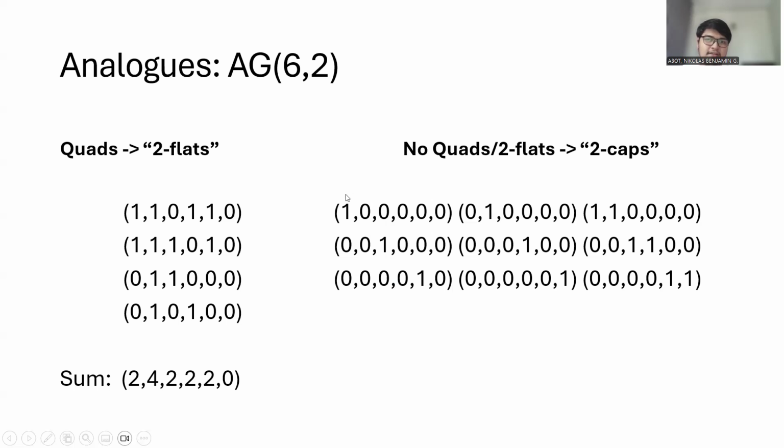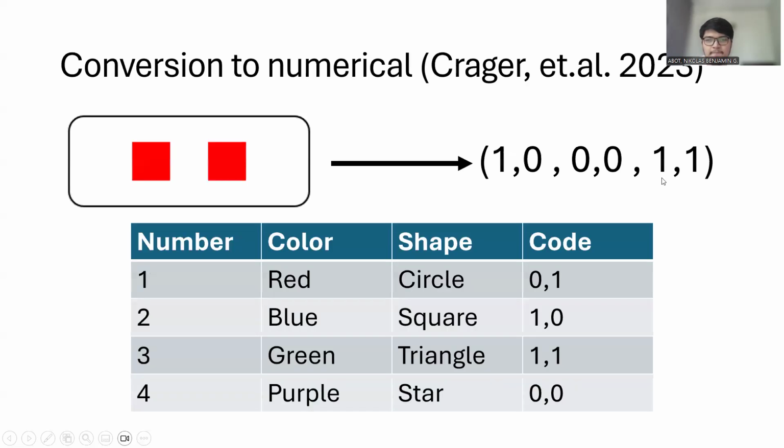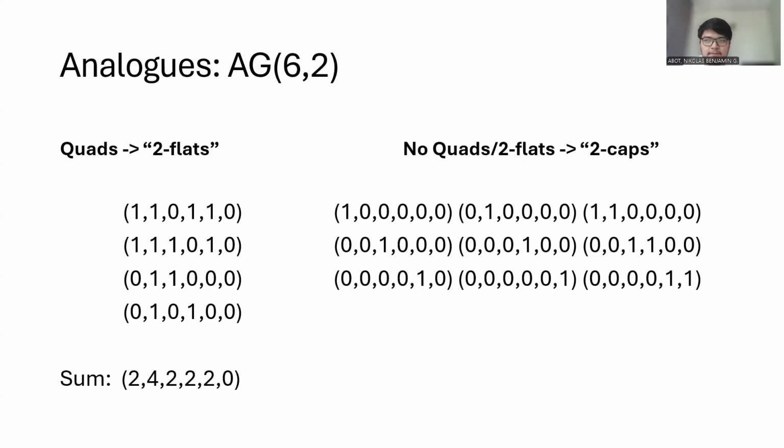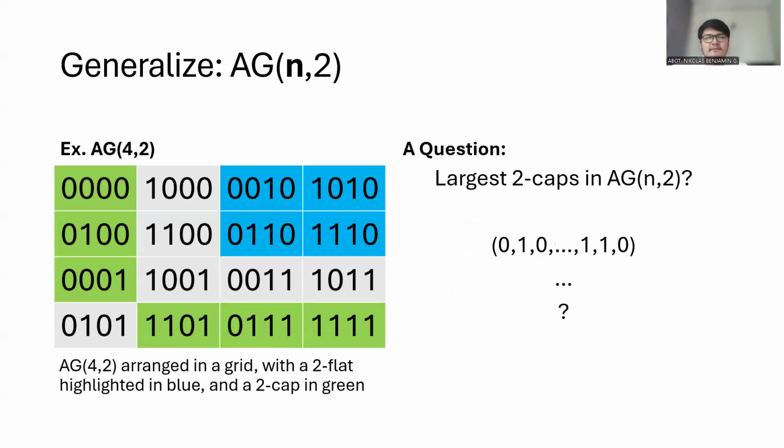called 2-caps. Here is a representation of the set of 9 cards shown before. Note that we are able to generalize this in that we don't need it necessarily to have a 6-digit string. We are allowed to have a 4-digit string as shown here, and here is a grid representation of the affine space AG(4, 2). In this case, the part highlighted in blue is a 2-flat, while the part highlighted in green is a 2-cap. So that begs an open question. Given a particular n, what is the largest possible size of a 2-cap in AG(n, 2)?